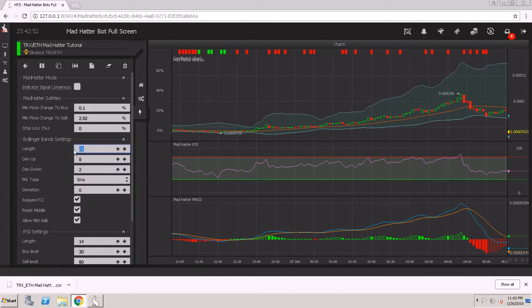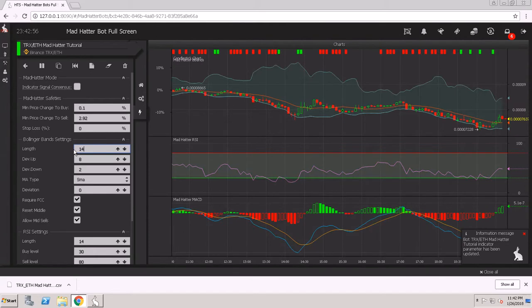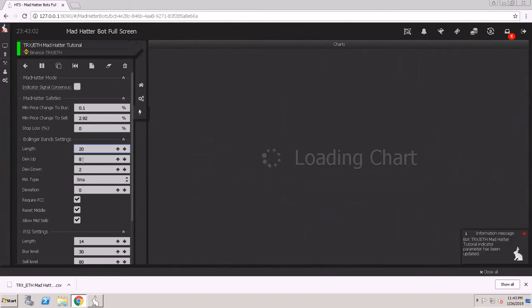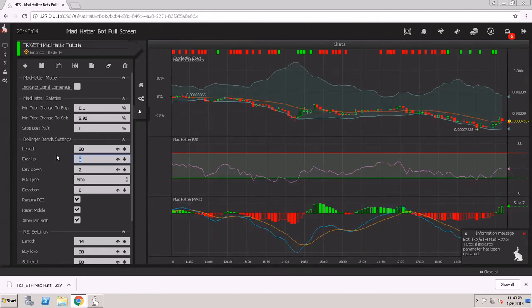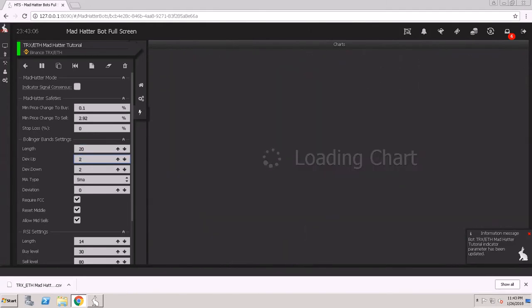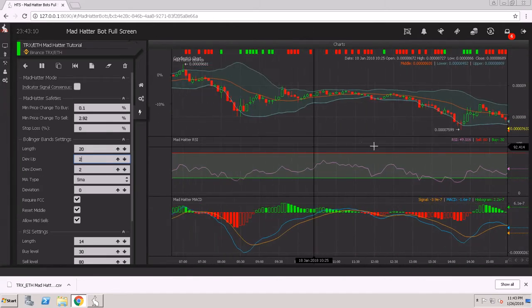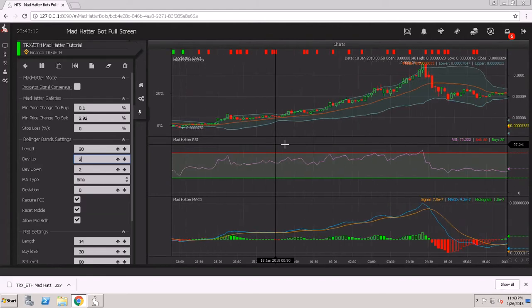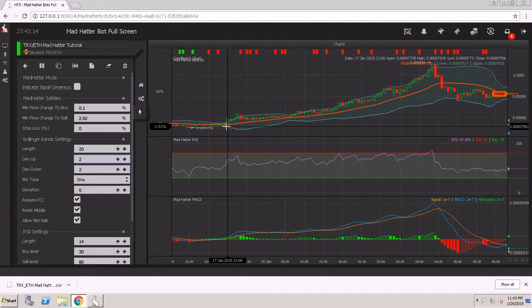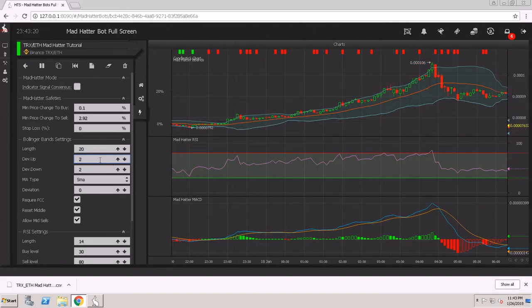I think my previous settings before were 14 here. No, it was 20. So let's go with 20, and it was 2. This was the previous setting for what the Bollinger Band was doing. Alright, so there it is. It bought and it sold here, and it just didn't buy anymore. Is there a way to fix that?